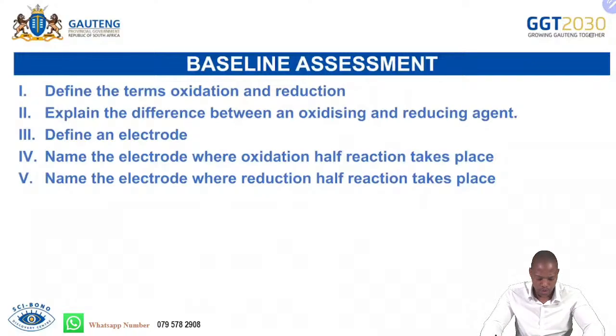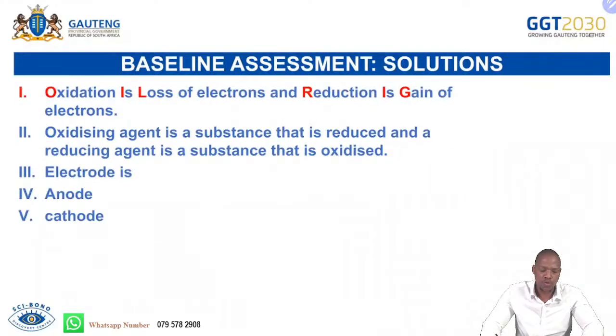What is an electrode? And then name the electrode where the oxidation half reaction takes place. What is the name of the electrode where the oxidation reaction takes place? And then the name of the electrode where the reduction half reaction takes place. So these are the things that we expect should be known by you. And the answers to the questions are as follows.